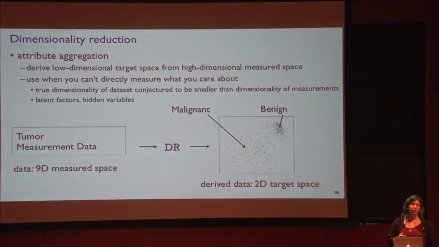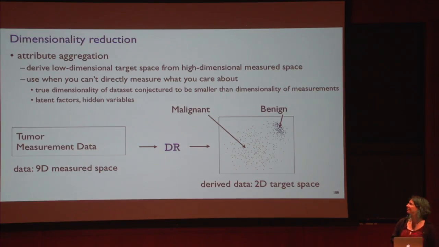What's another example of attribute aggregation? Well, dimensionality reduction is actually, in my vocabulary, an example of this, where we're somehow trying to go to a low-dimensional target space from some very high-dimensional measured space. I'm curious, actually, how many people in this room have done stuff like PCA or multidimensional scaling or anything like that in terms of their own work so far?